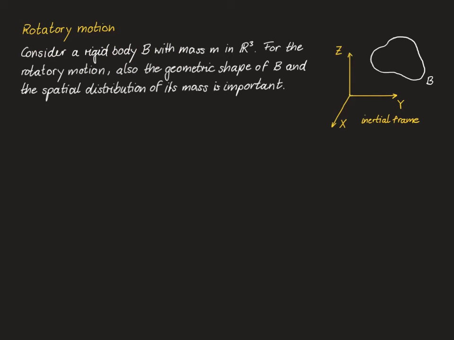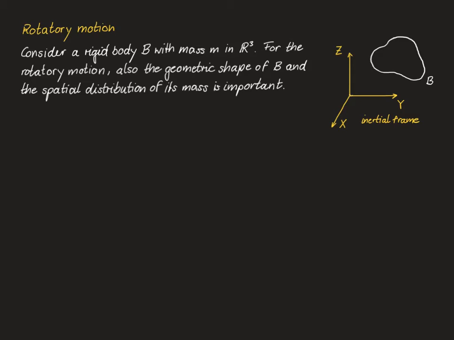In the second part of this video, let's get to the rotatory motion of a rigid body. So consider again a rigid body B in space that has mass m, as opposed to the translatory motion where the precise shape of the body doesn't really matter because of the center of gravity principle. For the rotatory motion, the geometric shape of B is important.